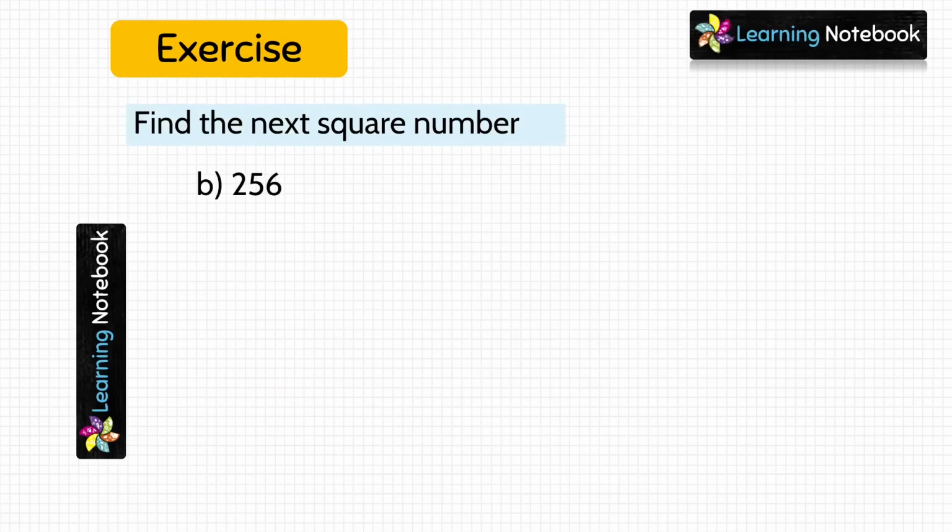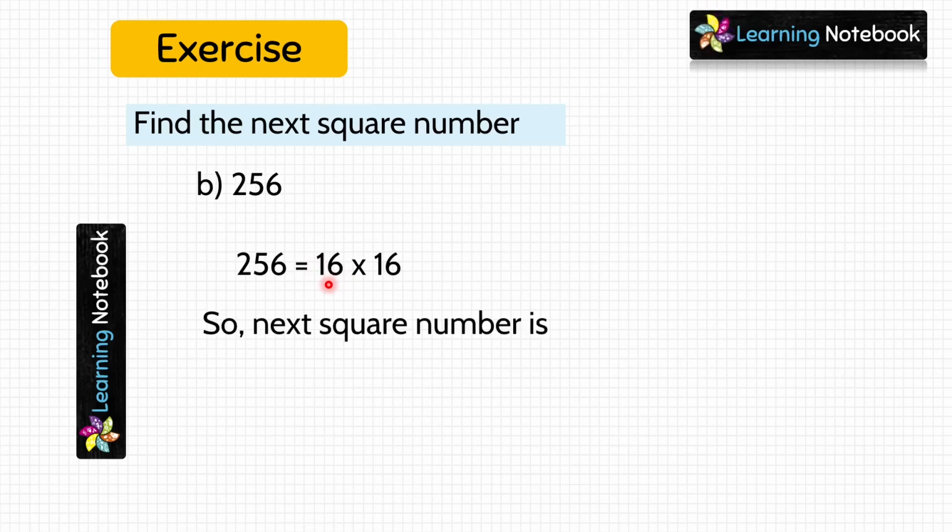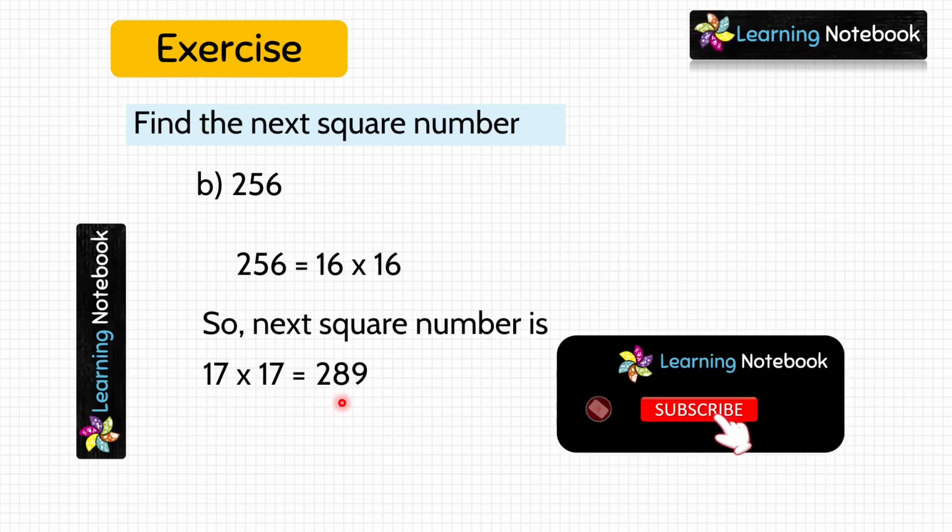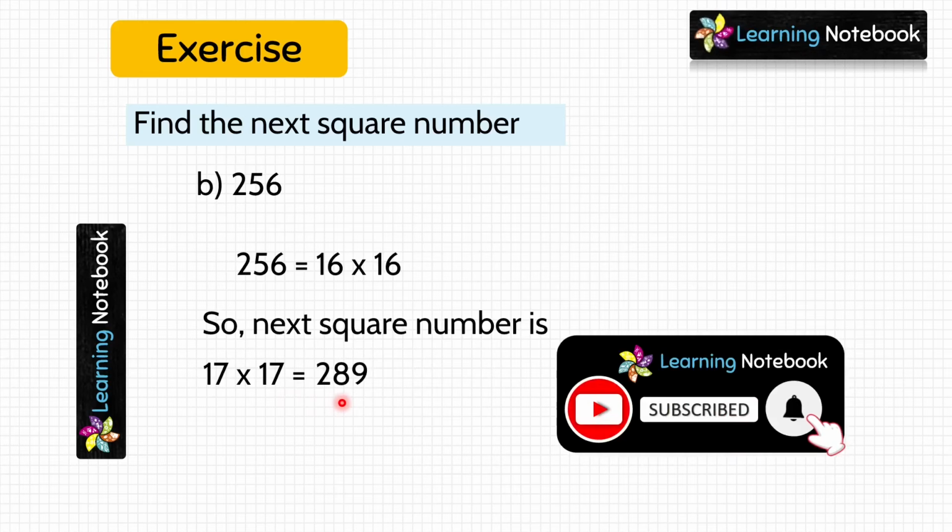Now next we have to find the next square number after 256. Now we know 256 is the square of 16. That is 256 equals 16 into 16. So next square number will be 17 into 17, which is equal to 289. So this is our answer. Next square number is 289.